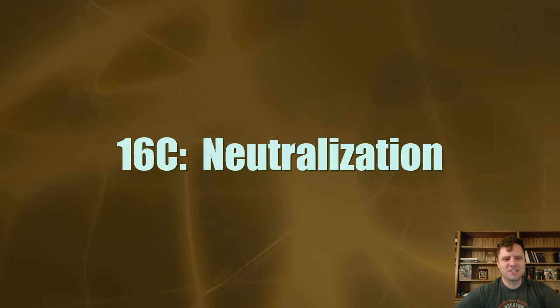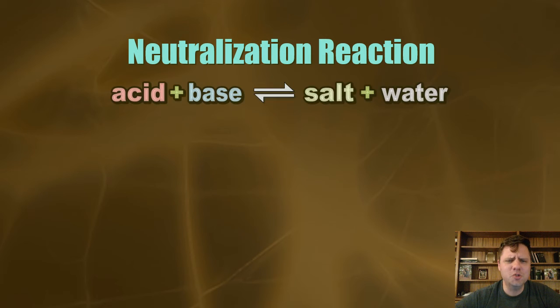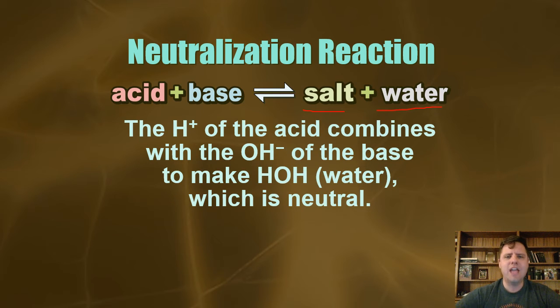All right, which brings us to section C, a quick discussion of neutralization. So a neutralization reaction happens whenever you take an acid and you add it to a base, and it yields a salt and water. And I already showed you an example of an equation like that, but the H plus of the acid combines with the OH of the base to make HOH, which is then your water group, right? Hydrogen plus hydroxide, H2O, which gives us water, which is neutral.